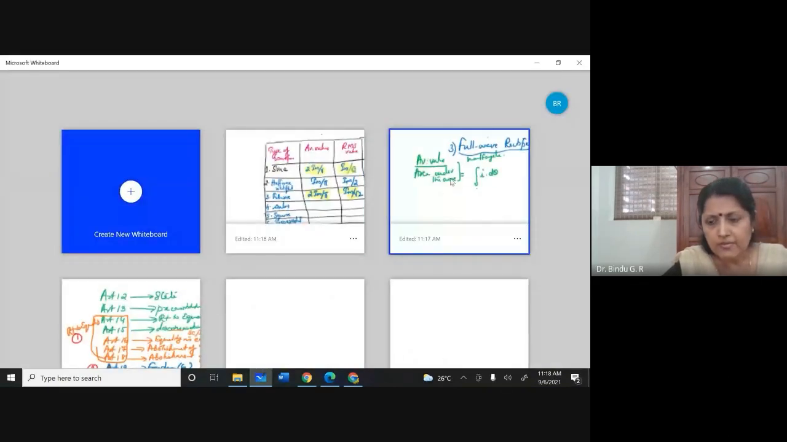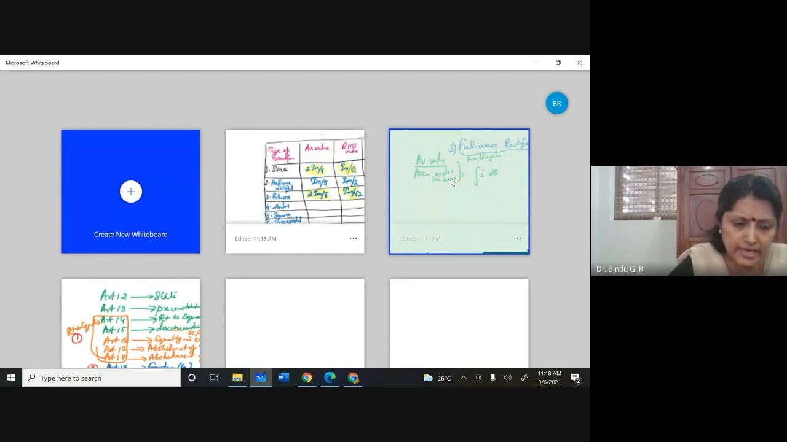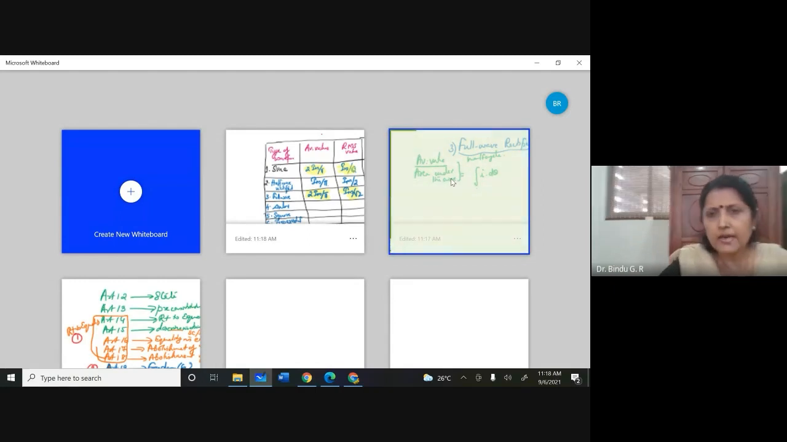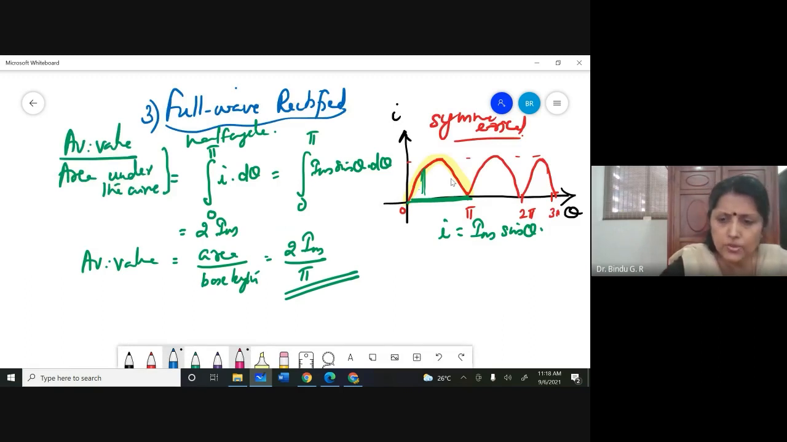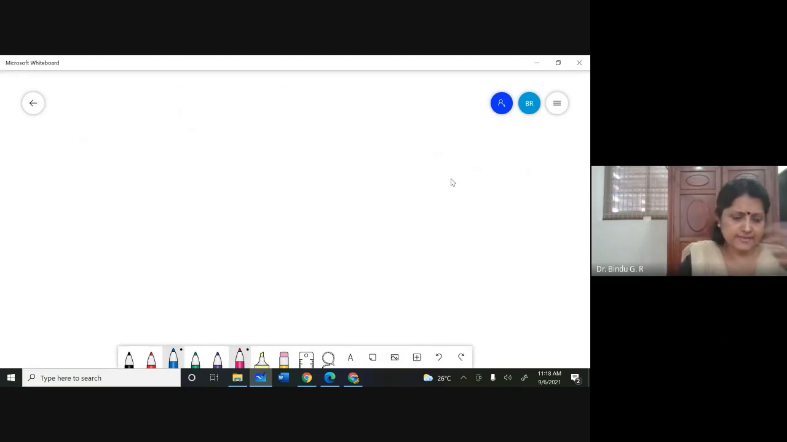another kind of wave, which is the triangular wave. I don't know if I'm going very fast. Tell me if I'm going fast. Is it okay? Someone to reply, please. Is it okay?